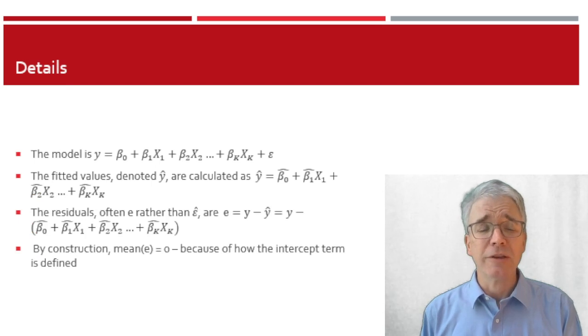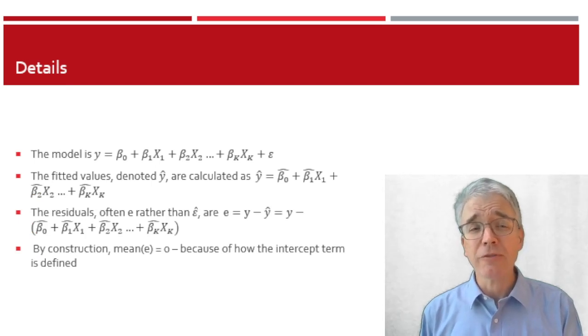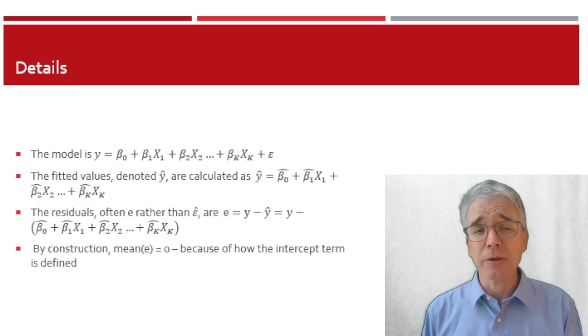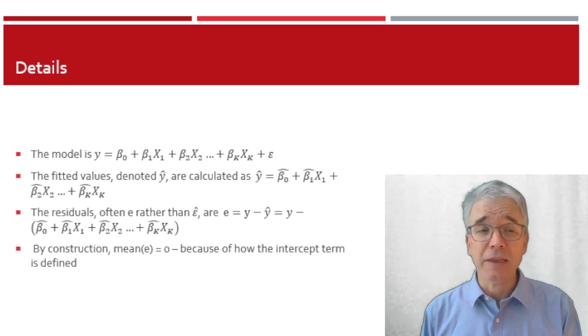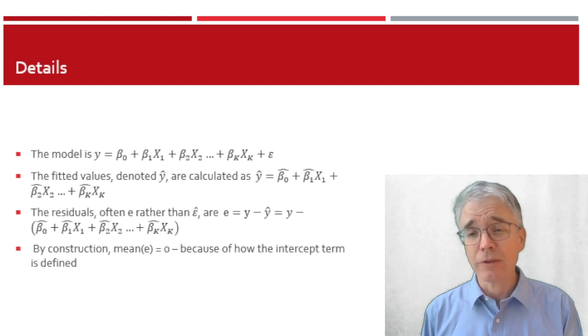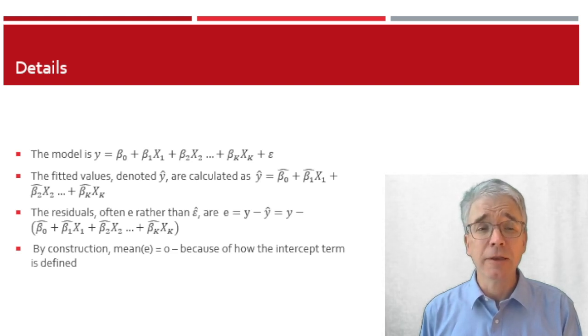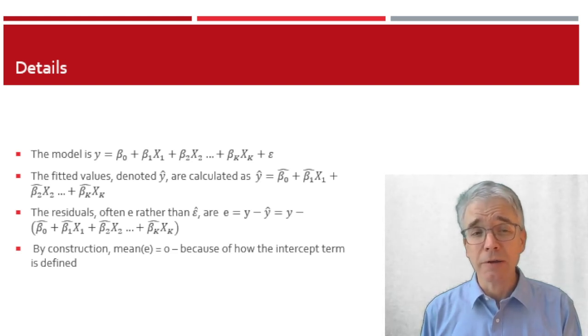Some notation details. The model fits y to be beta naught plus beta 1 x1 plus beta 2 x2, and so forth, plus e, the error. The fitted values are going to be denoted y hat, calculated from the estimated coefficients. Each gets a hat notation: beta naught hat, beta 1 hat, etc.